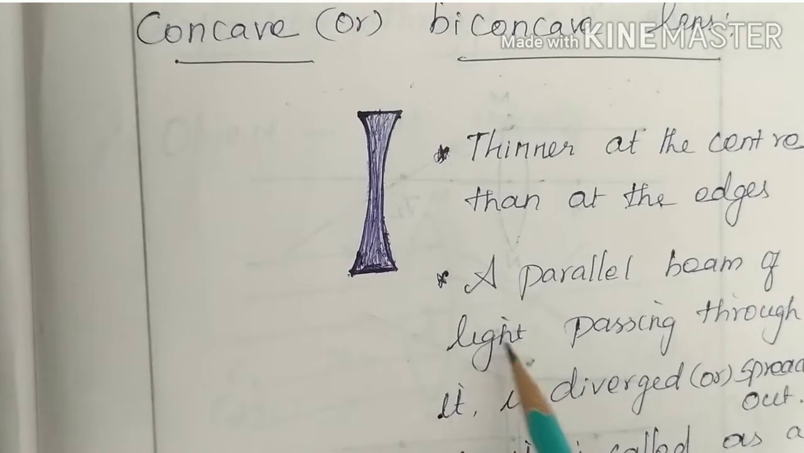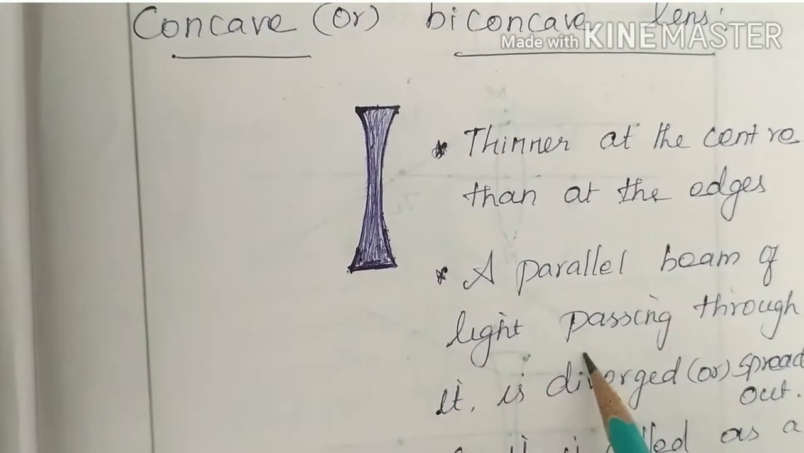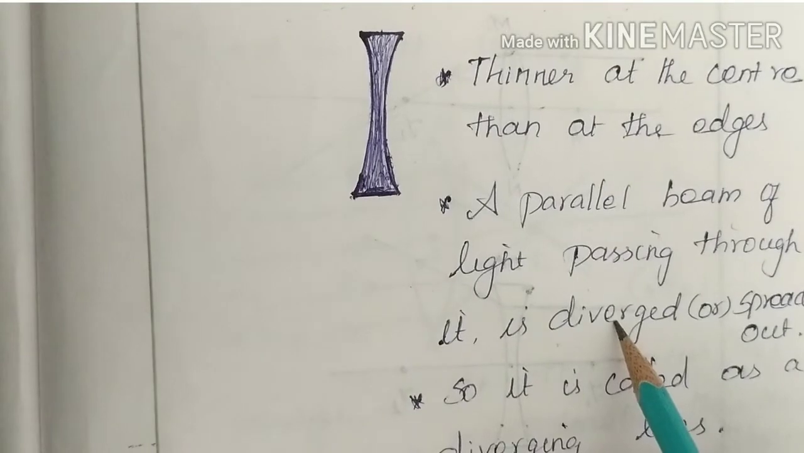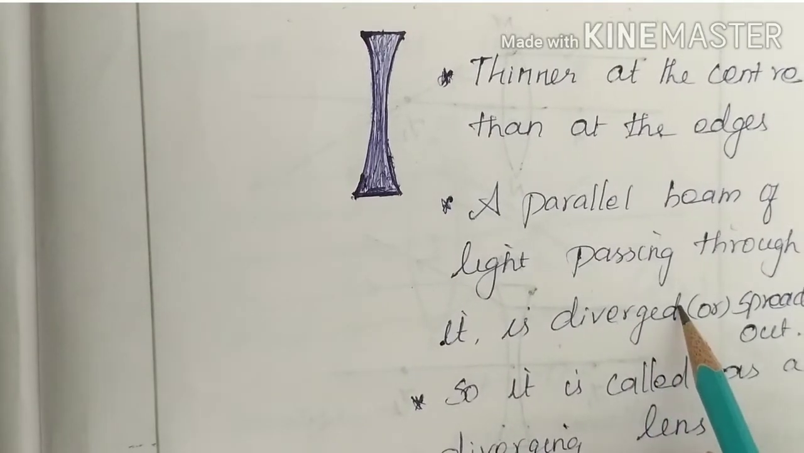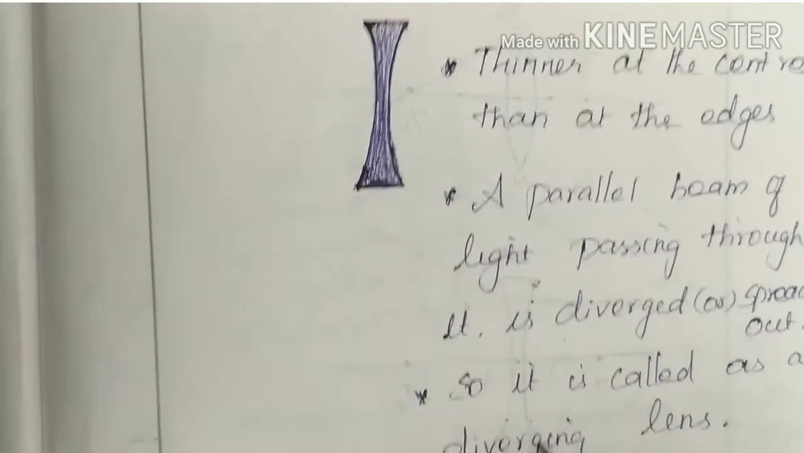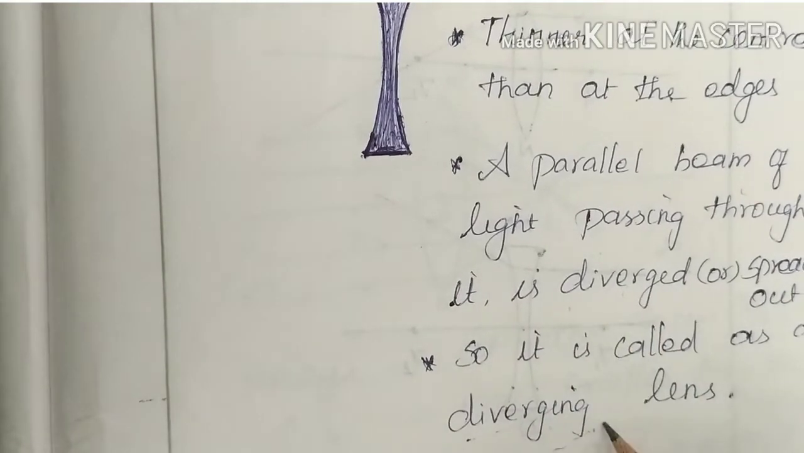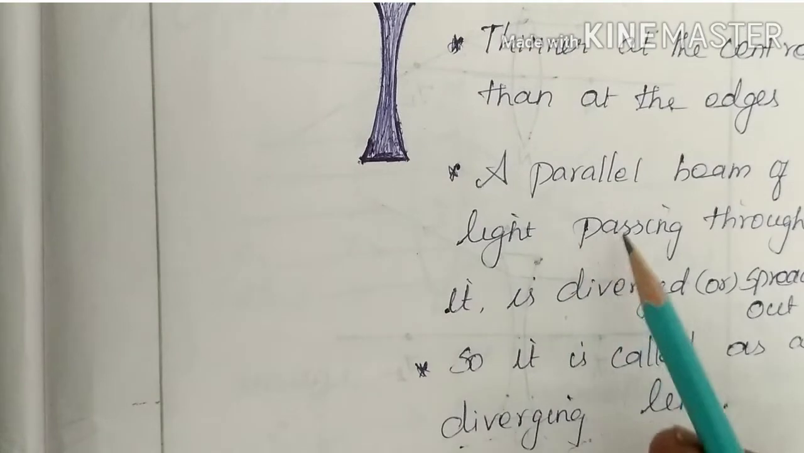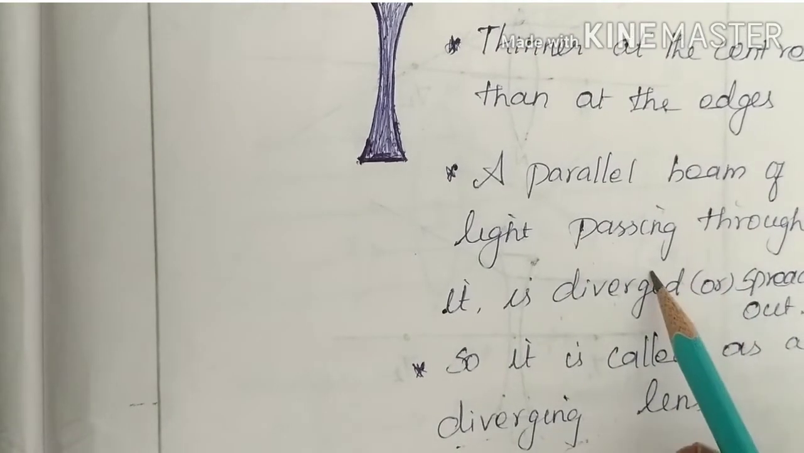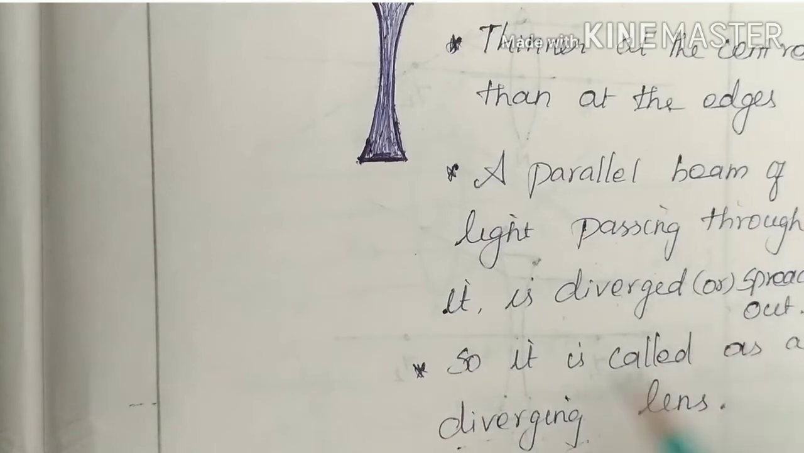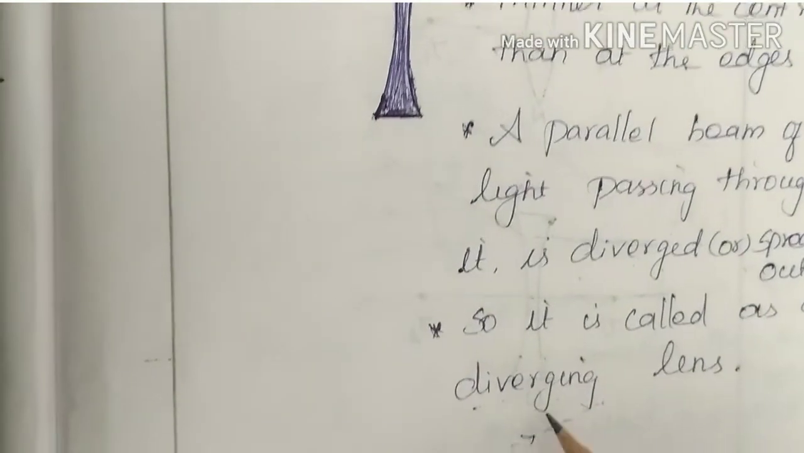See here, when a parallel beam of light passes through it, what will happen? It will diverge, or the light rays are spread out. So it is called the diverging lens. Concave lenses are called diverging lenses. Why is it called so? When the parallel beam of light passes through it, it is diverged, or the light rays spread out.